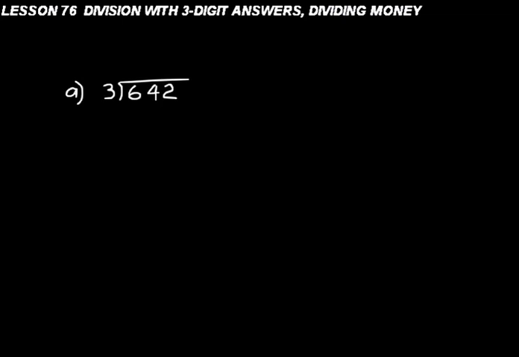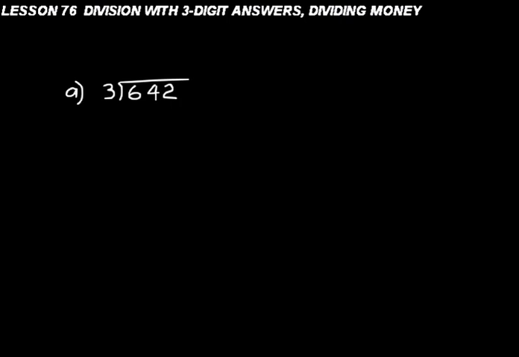Lesson 76 has two parts. The first part is on division with 3-digit answers, and the second part is on dividing money. Now we've done problems dividing with 2-digit answers. This is just one more step. Now we're going to have a 3-digit answer, so we use our same procedure as before.